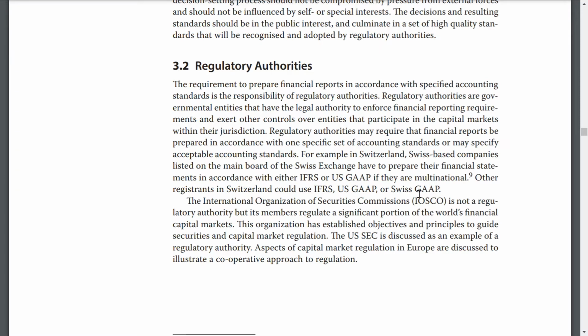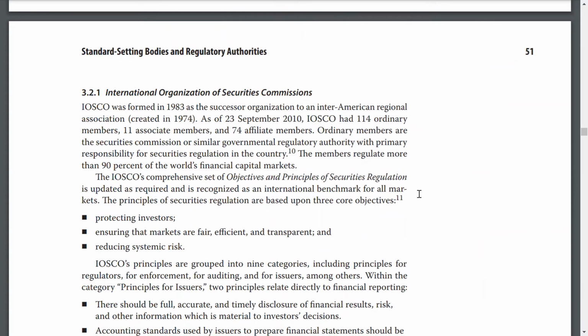The IOSCO was formed in 1983 as a successor organization to the Inter-American Regional Association. As of September 2010, the IOSCO has 114 ordinary members, 11 associate members, and 74 affiliate members. Ordinary members are the governmental regulatory authorities with primary responsibility for securities regulation in a country. The members regulate over 90% of the world's financial capital markets.